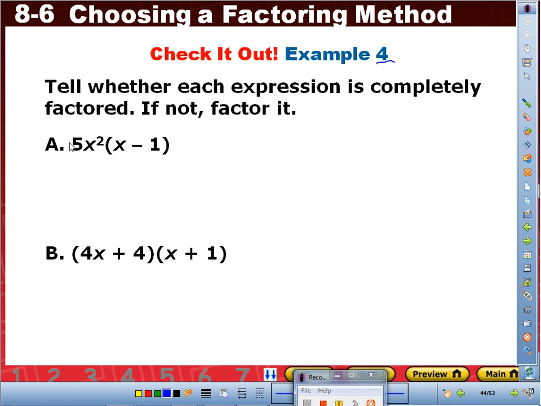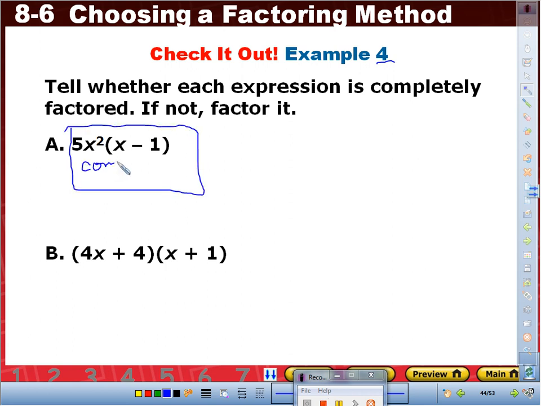Okay, let's see. Look at this one. It looks like it has a GCF already, but I'm going to check again. Is there a GCF in here? No, other than 1, no. However, could this be a difference of squares? It has a difference, but does this have an exponent? No. So since there's no other GCF and there is no pattern here, therefore this one is already completely factored.